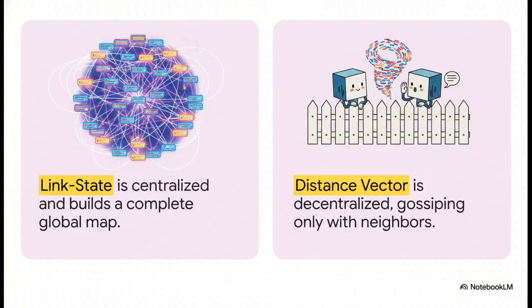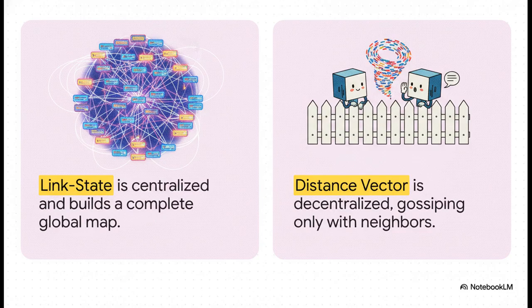So how do routers actually learn these paths? Well, there are two main ways. First, we have link state algorithms. These require every single router to broadcast its connections to everyone else, building a complete, centralized, global map of the network. It's incredibly precise, but it's really heavy.